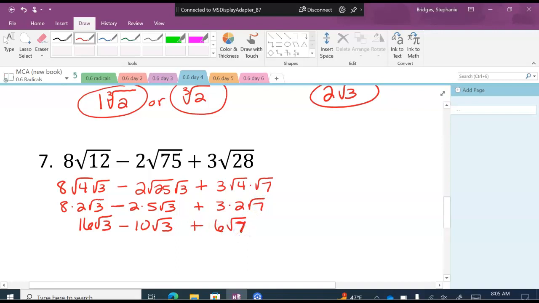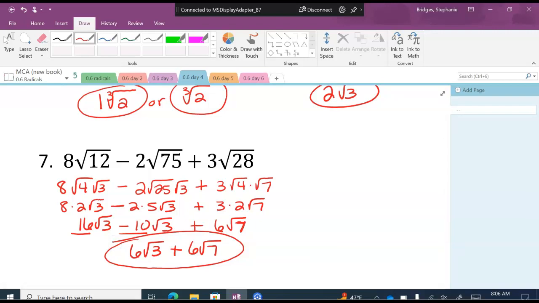What's wrong with this one? The last one's not the same as the first two. That doesn't mean I can't do anything. That just means I can only combine the two that are the same. Okay. So the only ones I can actually combine together are my square roots of 3. What is 16 minus 10? 6. And because the second one is just the square root of 7, I cannot combine them, which means I cannot go any further. So therefore, I leave my answer just like that.